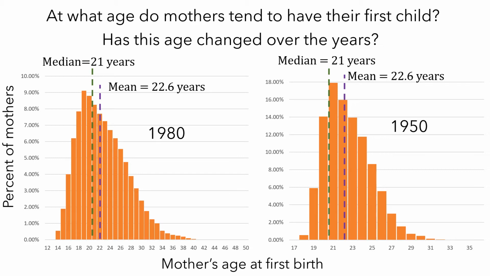Even though these two distributions have the same measures of center, you might have noticed that in 1980, mothers were sometimes having their first children in their mid-teens, and sometimes in their mid-30s. And this didn't happen in 1950. So these distributions are definitely different from each other. The key is in the amount of spread, or variation, that there is in each distribution.